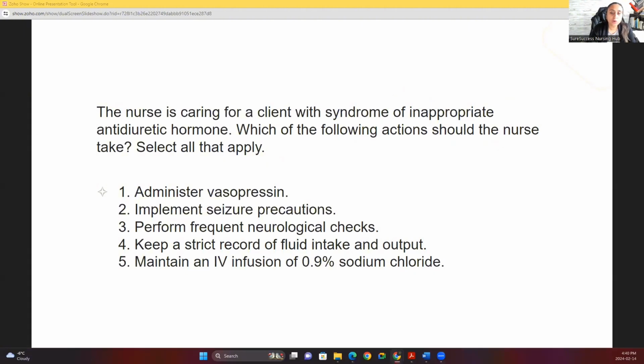Now let's do one more thing. The nurse is caring for a SIADH patient. Which of the following actions should the nurse take? Select all that apply. What are you going to do? Will you administer vasopressin? No. SIADH means super increased ADH, and what is vasopressin? It is also ADH. So will you give ADH to the person who already has super increased ADH? No. Excellent.